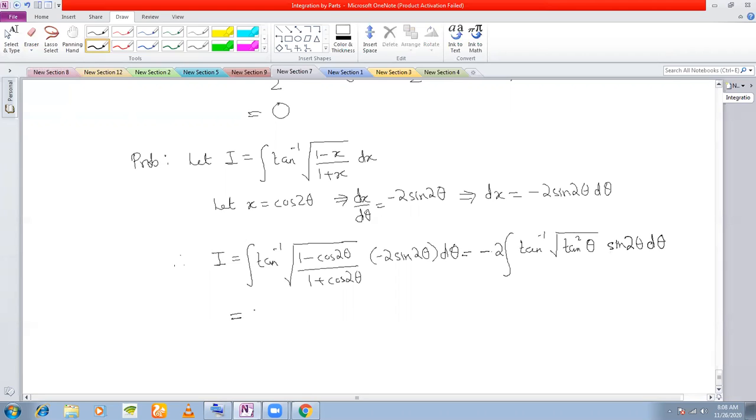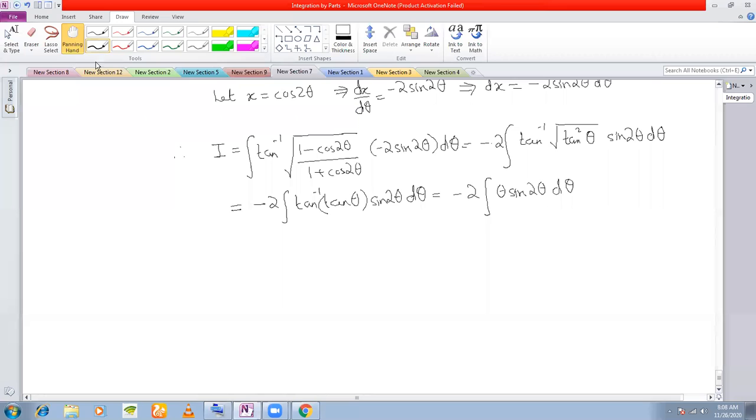So now this becomes minus twice integral tan inverse tan theta sine 2 theta d theta. That means minus 2 integral theta sine 2 theta d theta, since tan inverse of tan theta is simply theta. Now how do you integrate theta sine 2 theta? This is a product of two functions, theta and sine 2 theta, algebraic and trigonometric function, right? So you integrate this by parts.